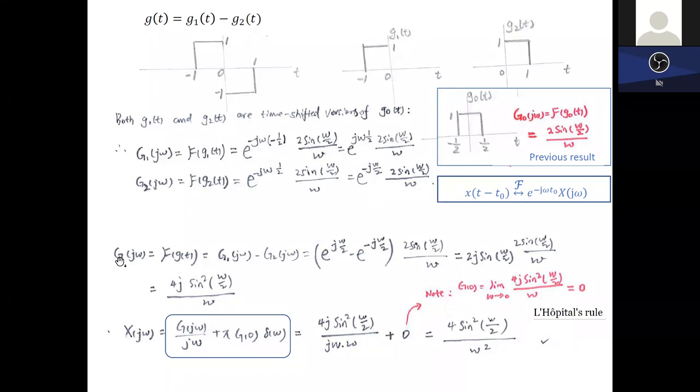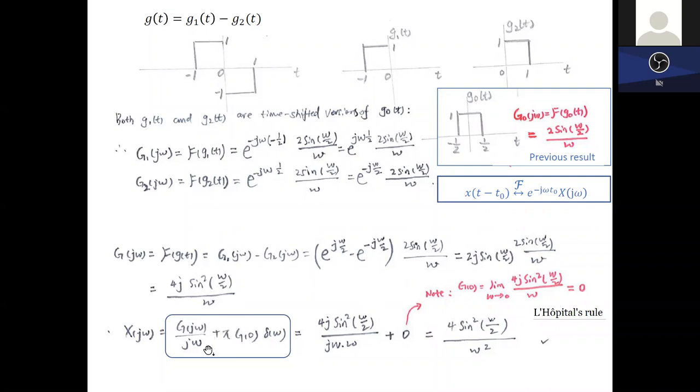And the Fourier transform of g of t, denoted by capital G of j omega, is just capital G1 minus capital G2. The common part, 2 sine omega divided by 2 divided by omega, is the same. And the only difference between G1 and G2 is the two exponential terms. For this exponential difference, we can simplify it using the corollary of Euler's formula, 2j sine omega divided by 2. It turns out the Fourier transform of g of t is 4j sine square omega divided by 2, then divided by omega.